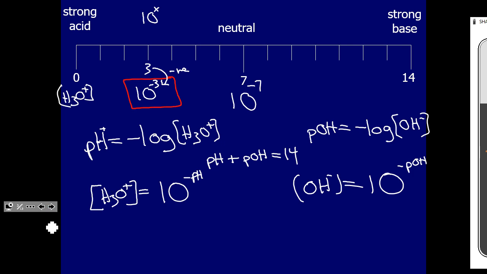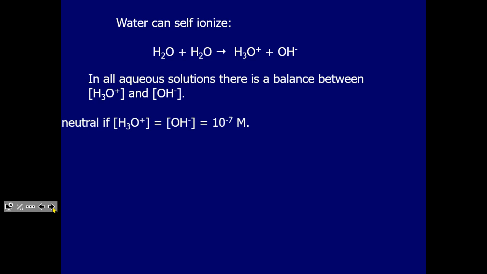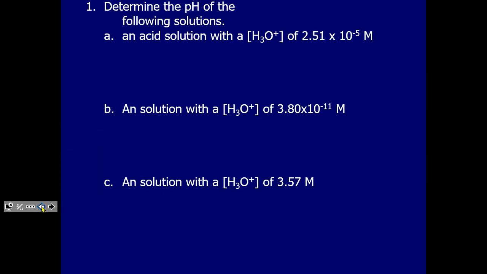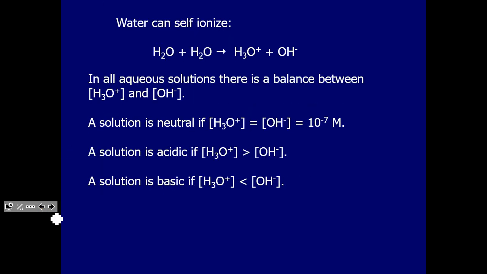One last thing I want to talk about before you get going. This has to do with the idea of the game that I talked about, how water can play the game by itself. It can transfer a proton and produce a little bit of H3O+. So in all aqueous solutions, there's a balance between H3O+ and OH-. If the solution is neutral, they're the same. If the solution is acidic, there's more H3O+ than OH-. And if the solution is basic, there's less H3O+ than OH-. Write that down.